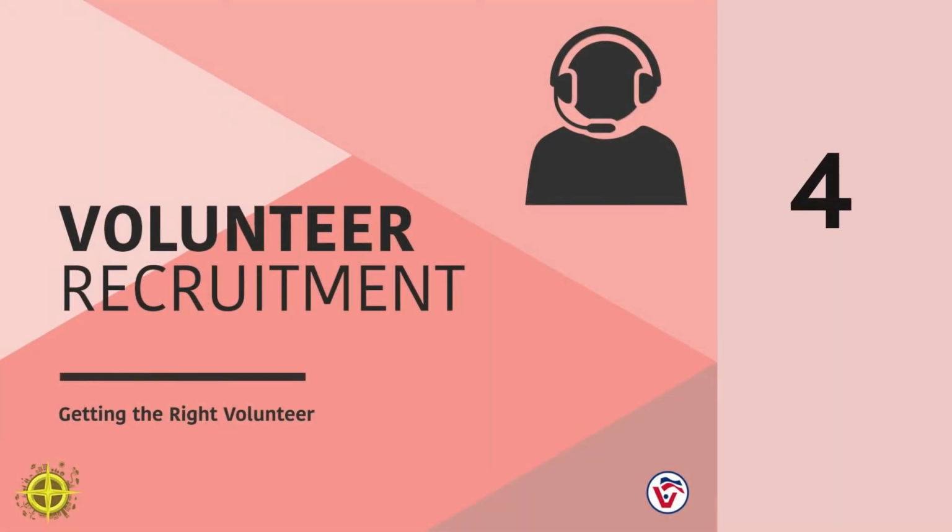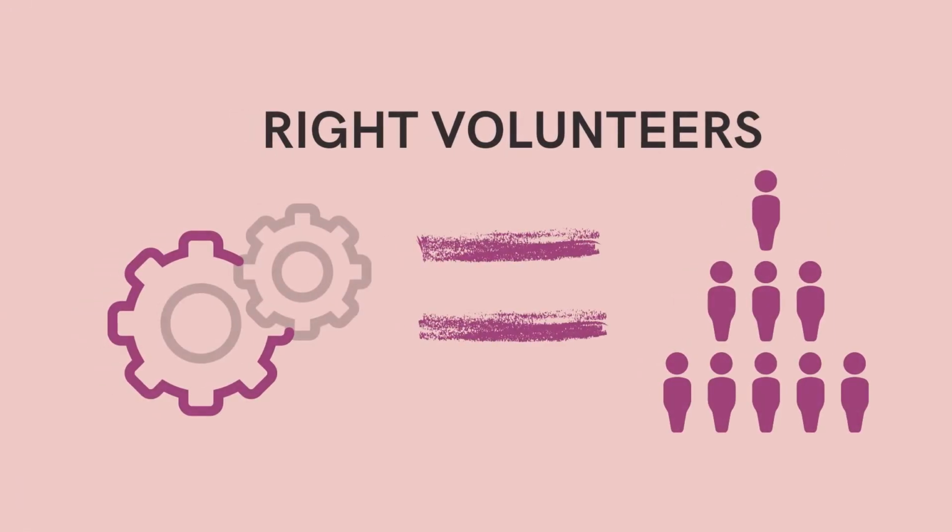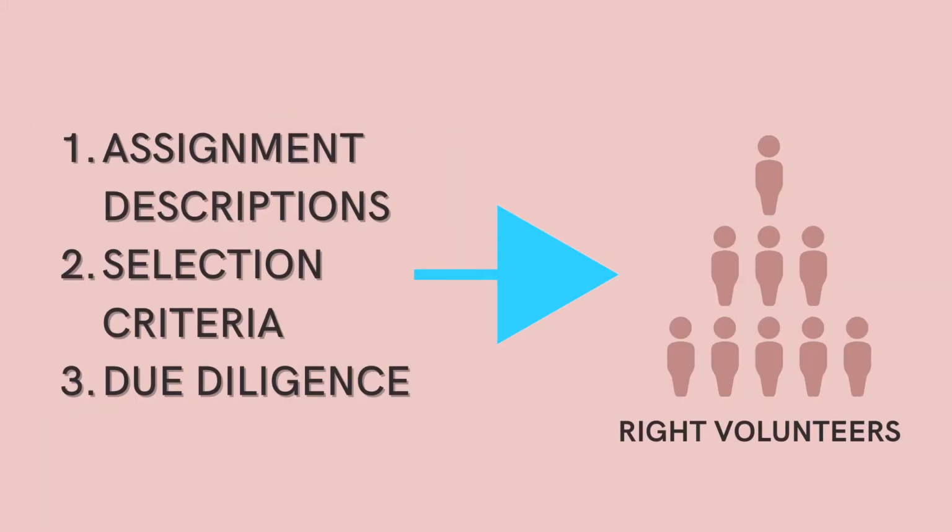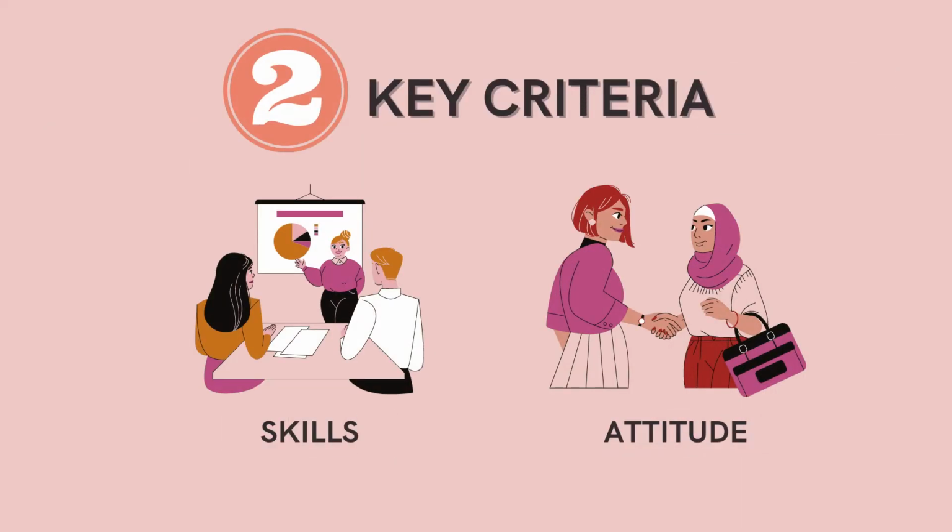The fourth component of the volunteer management cycle is volunteer recruitment. This focuses on the processes and management practices necessary in recruiting the right volunteers. It includes the development of assignment descriptions, selection criteria, and undertaking of due diligence in volunteer selection. Volunteer recruitment comprises 2 key criteria: skills required to complete the assignment and attitude needed to accomplish the assignment objectives.